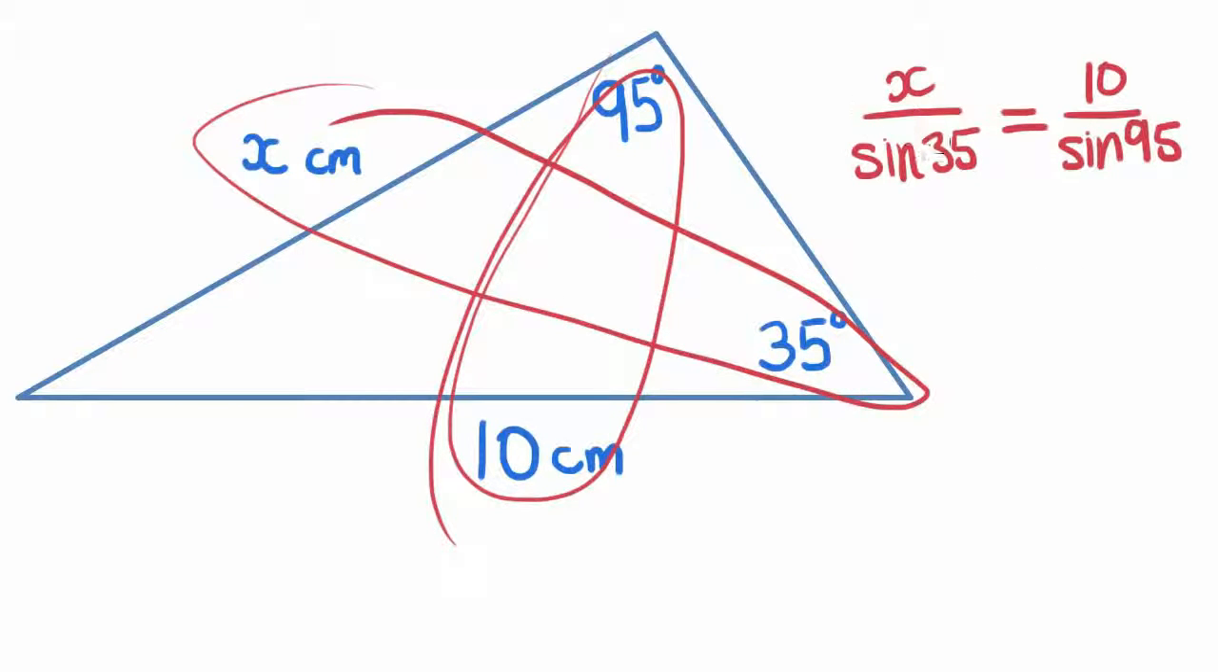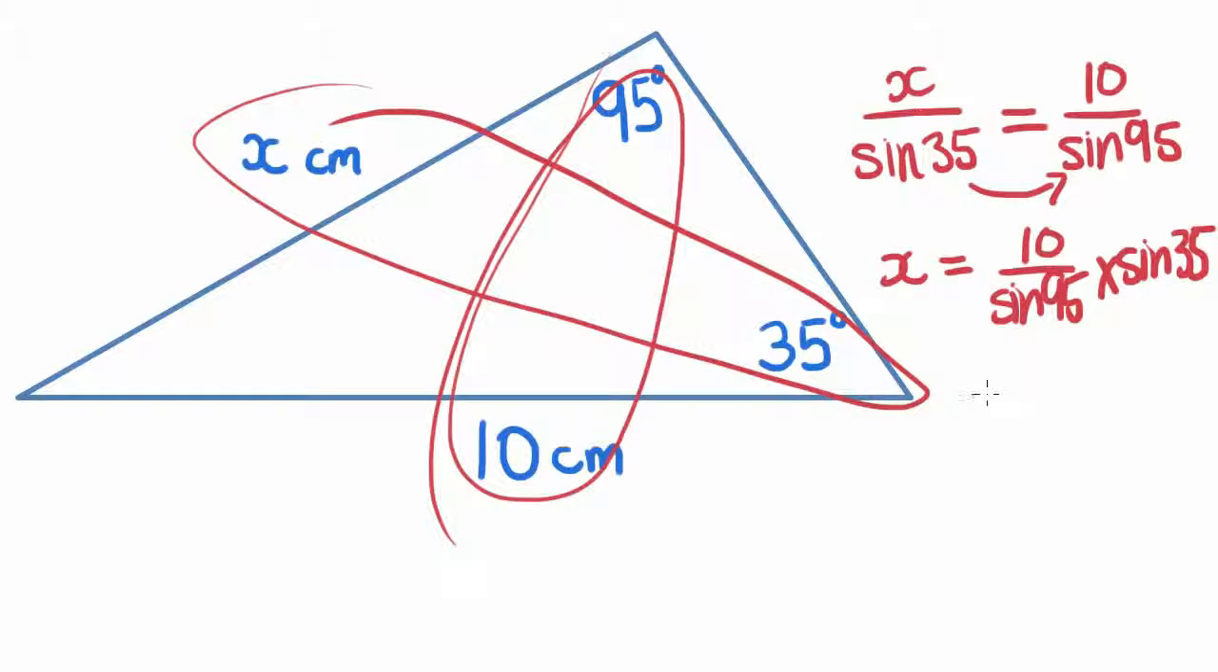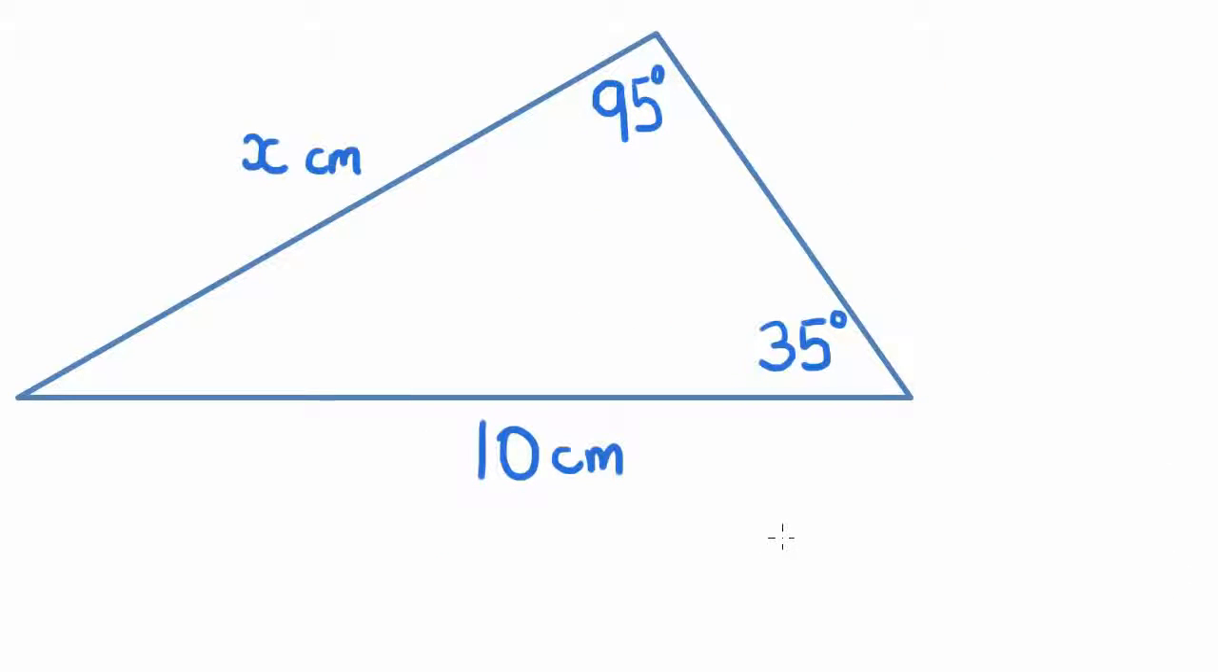And now to get the x by itself, I'm going to times the sine 35 over to the other side of the equals. I have x equals 10 divided by sine of 95 times sine of 35. Enter that into your calculator and you get x equals 5.76 centimeters.